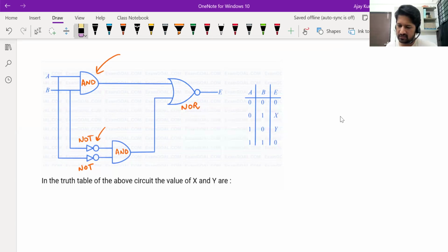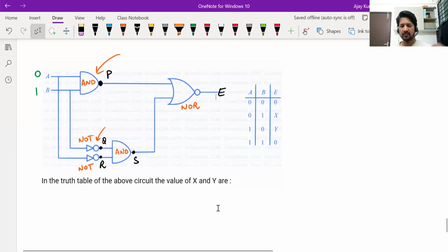Okay, let's consider the first combination, A is 0 and B is 1. Wherever there is an output, let us give some name to it. Let's call this output P, this as Q, this as R, this as S. P and S will be the inputs to the NOR gate, and finally X will be the output, the final output.